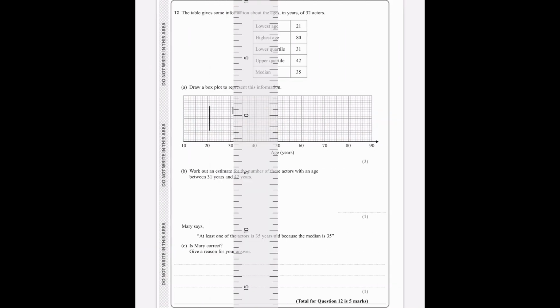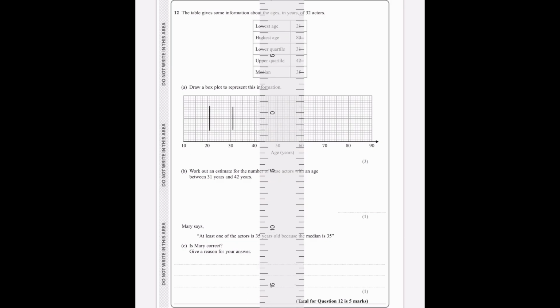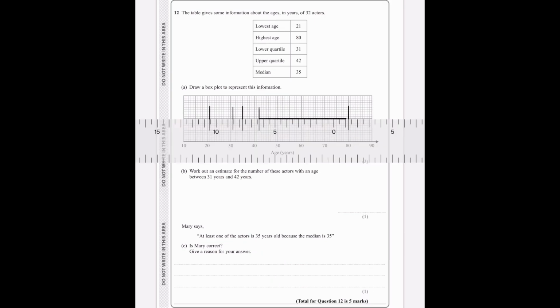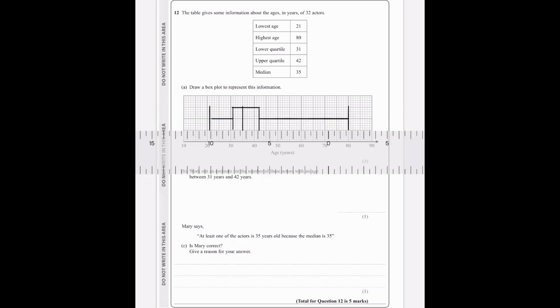Okay, for the box plot, first thing I do, I'm going to draw the vertical lines for all the critical values there. So we've got 21, 31, 35, 42 and 80. And then I put the 2 middle bits in for the 2 sides and then create the box in the middle. You don't have to do it in that order, but it's quite a nice way of doing it.